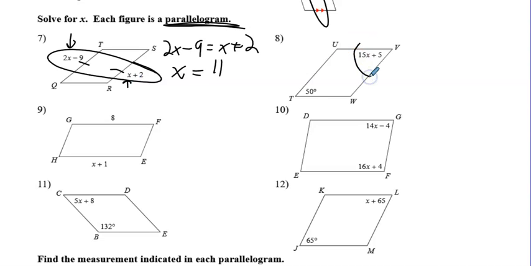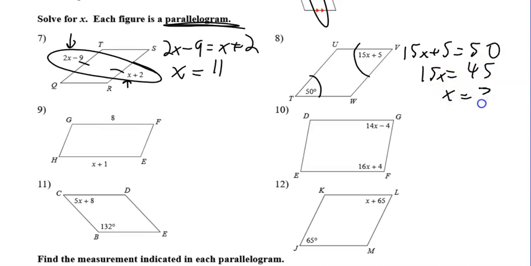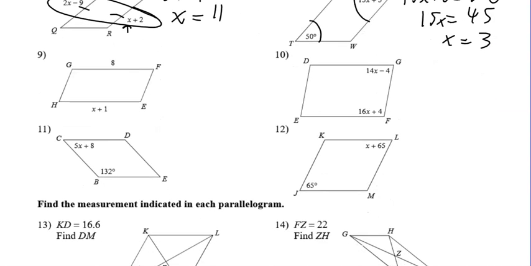All right. Opposite angles are congruent to one another. So I just say this one is the same as this one. Subtract 5, I get 45. Divide by 15, x is 3. Now, parallelograms, as we said above on number 7, have equal sides. Opposite sides are equal, congruent. So, x plus 1 equals 8. x equals 7.